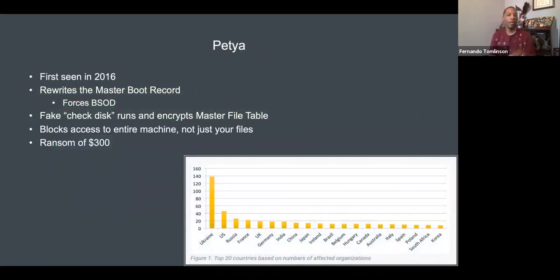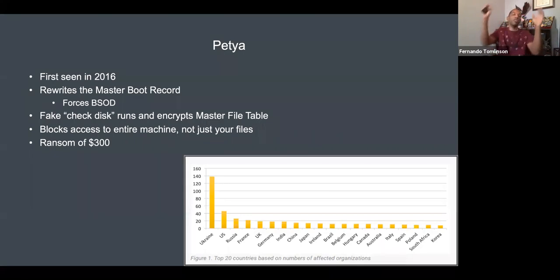All right, so Petya 2016. This one sought to rewrite the master boot record. When it initially affected the machine, it infected the MBR, it forced a reboot, and then it triggered essentially the MFT being encrypted. As it was encrypting after the reboot, it had a fake check disk running, making the user feel like it was doing some form of repair to the machine because something happened, but instead it was actually encrypting the master file table.